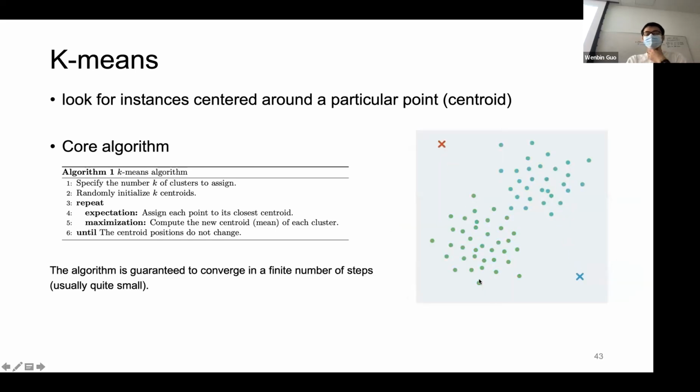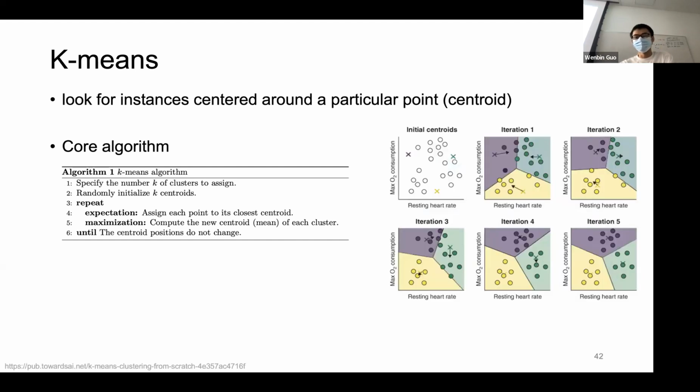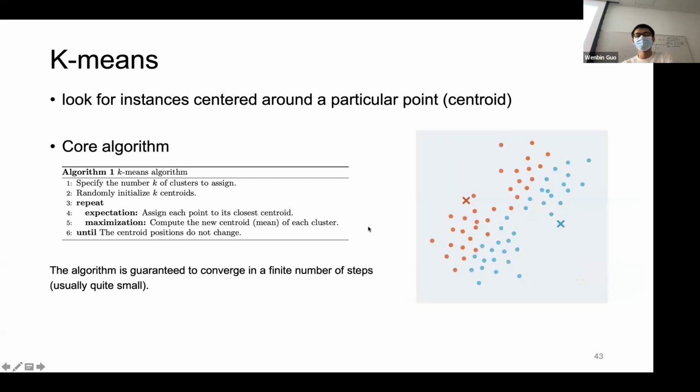This algorithm is very fast. Although it's done in a sequential way with a lot of updating, it is shown to be guaranteed to converge in a small number of steps. As this shows, although we don't have a very accurate centroid at the beginning, after each update they eventually, in only 3 or 4 steps, converge to a very good position. So this is how k-means clustering works.